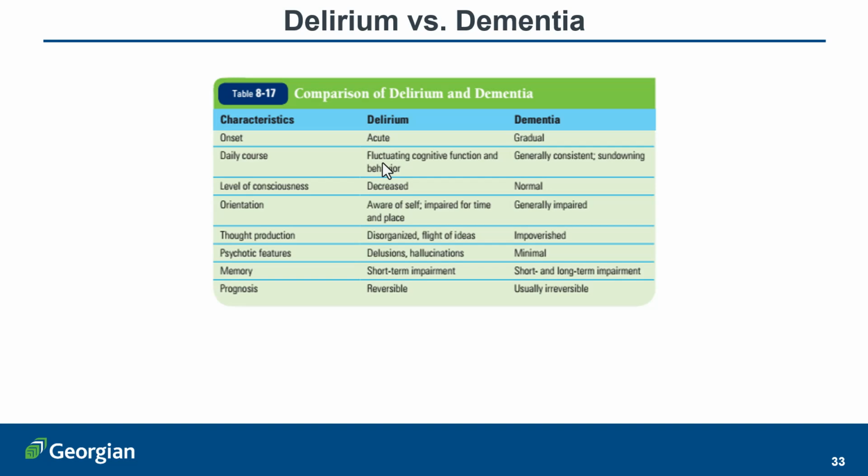As for psychotic features, in delirium there might be delusions and hallucinations, which are fairly common, but in dementia those are minimal, except in the latter stages. In terms of the state of memory impairment, it's short-term memory impairment for delirium, whereas in dementia it is both short and, especially as we progress, long-term memory impairment as well. As for the prognosis, in delirium it is reversible as long as the underlying cause is treated, for example a UTI in an elderly client, whereas dementia is usually irreversible.